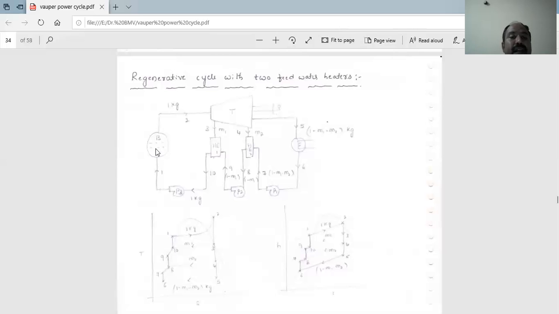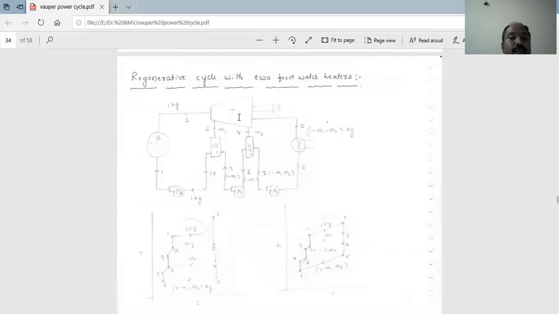Once again, at process 1 to 2, the heat addition process takes place in the boiler. We are supplying heat to the boiler. The boiler produces superheated steam, 1 kg of steam. Then the steam is expanded in the turbine.